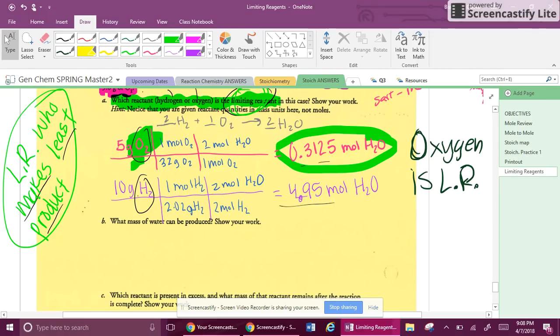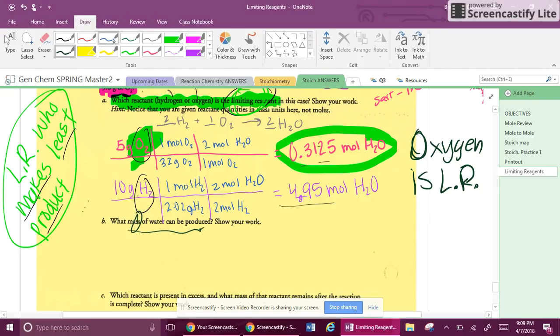Okay, so now B says, how much water is produced? Slow down, back up. It's just asking how much water is going to be made. I know that oxygen is my limiting reagent, so oxygen is going to determine how much water can be produced. And if oxygen is going to produce this many moles of water, I can figure out how many grams that is, and that's how much is going to be produced.